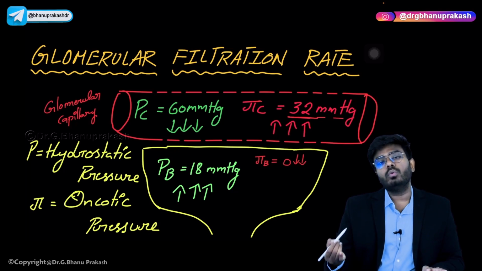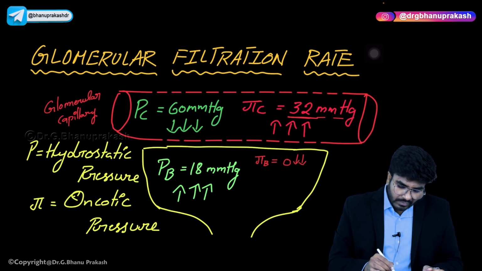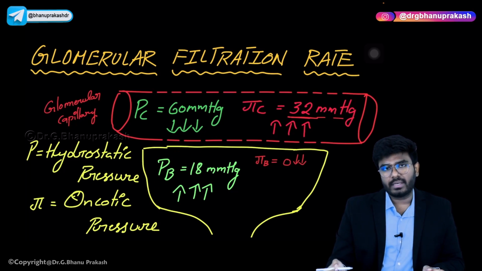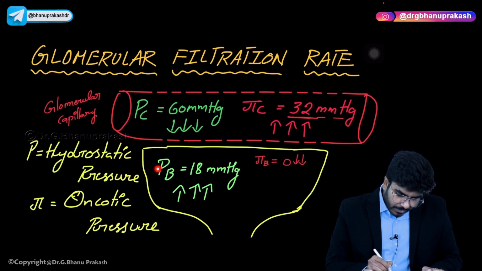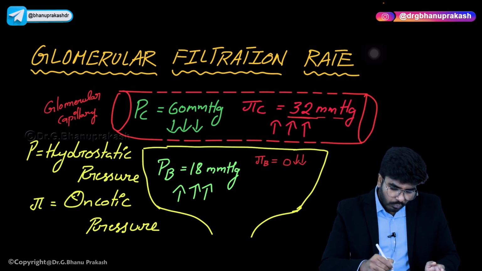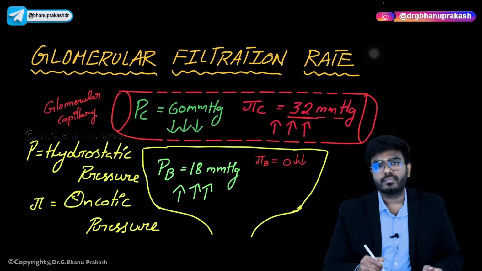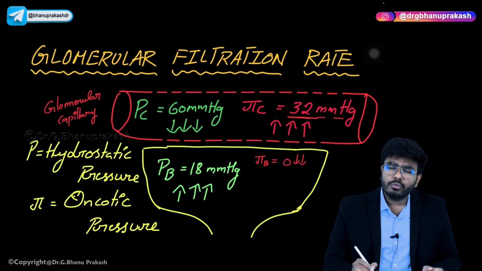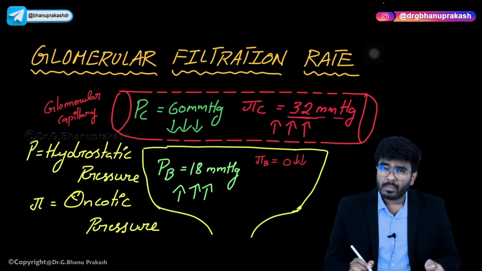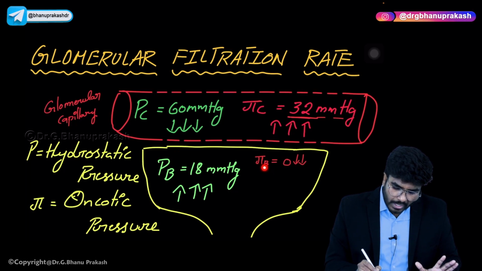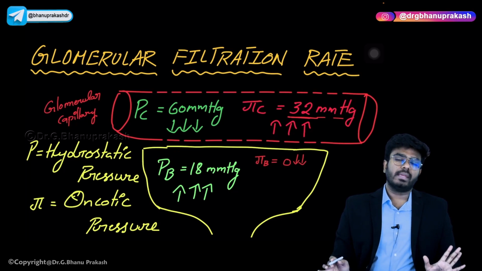Now, let's talk about two other forces which are present in the Bowman's capsule. Even in Bowman's capsule, some fluid will be there, right? Now, this fluid all the time wants to go into the capillary. So the hydrostatic pressure in the Bowman's capsule is acting as an opposing force. It opposes the fluid movement from the capillary into the Bowman's capsule. How much is that? It's 18 mmHg. And do you think any proteins are in Bowman's capsule? Are plasma proteins leaking into the Bowman's capsule? No, plasma proteins are not leaking. So what is the osmotic pressure there? It's 0.